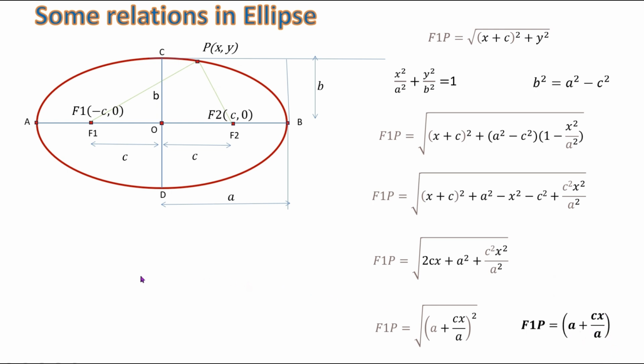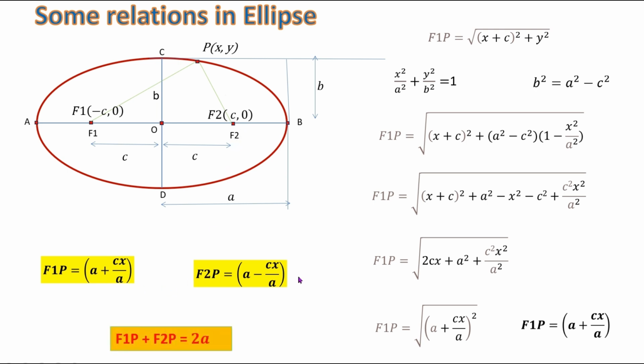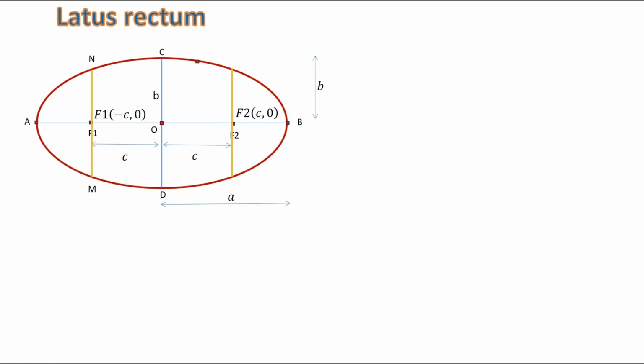Similarly, you can derive that F2 to P distance is a minus cx by a. So this is a plus cx by a and this is a minus cx by a. We know that the total distance is 2a. If we add these two, the cx by a terms get cancelled, and the total distance we get is 2a.